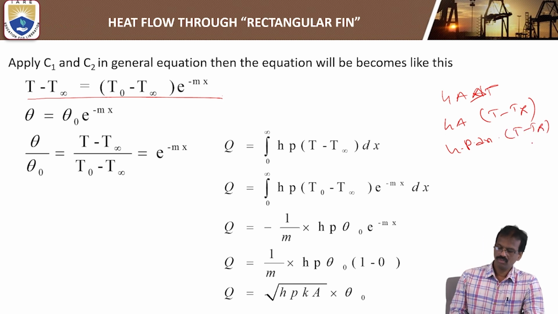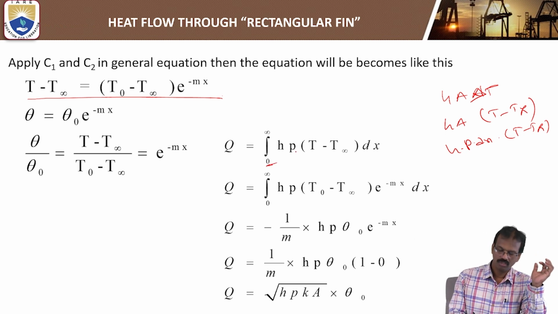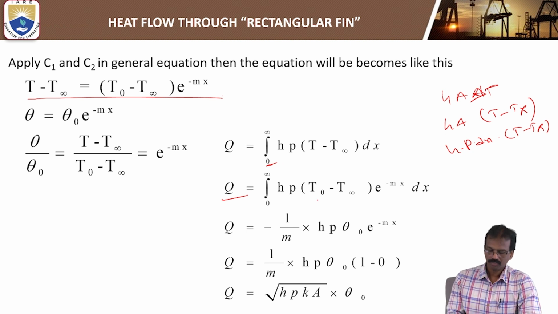You know the limits are from 0 to infinity because this is a long fin. If you apply the limits and integrate this, you will get the rate of heat transfer formula. Then Q is equal to the integral from 0 to infinity of hP into T minus T infinity into dx.